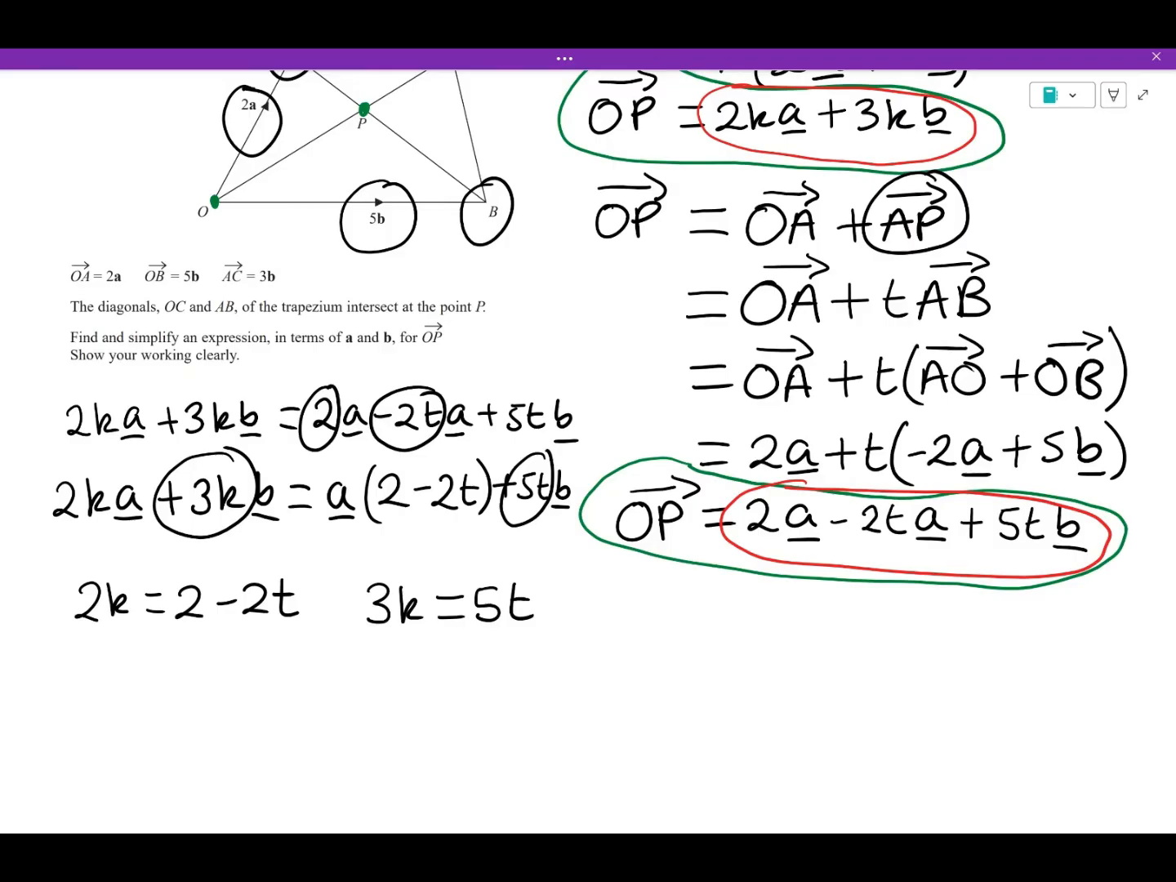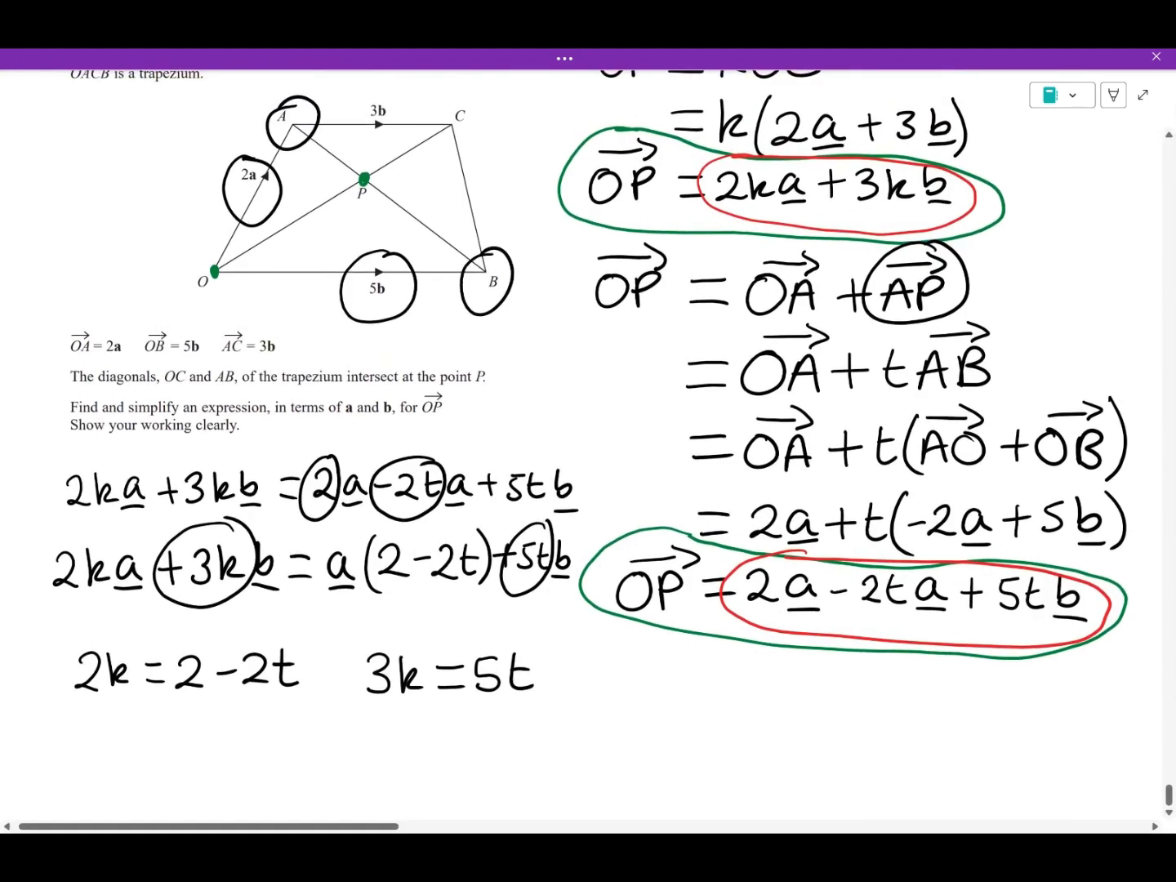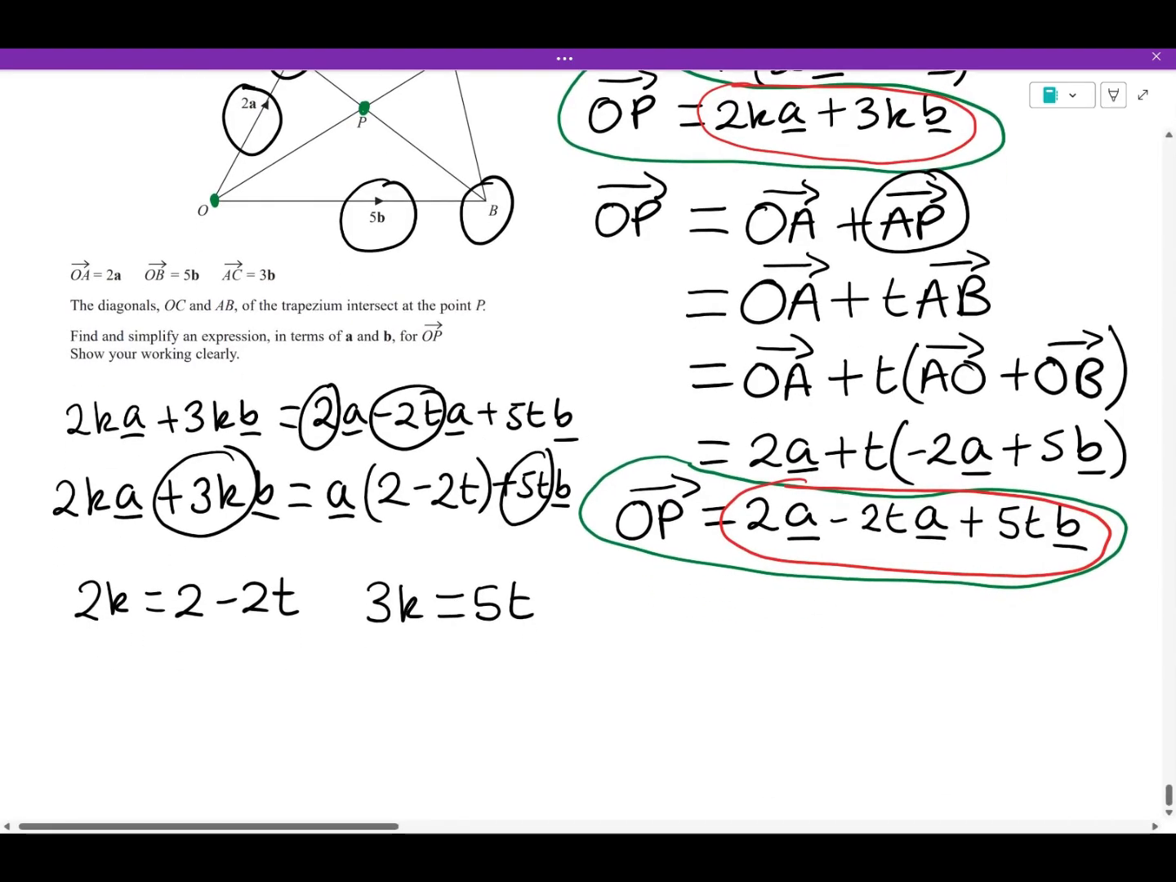So we now have a pair of simultaneous equations which we can solve to find either t or k. And once I get either t or k, I can then substitute them back into my green, red circled vectors on the right, okay, and get my final answer for O to P. So I should only have to find one of k or t. Once I've got that, I can make use of it to find O to P. So let's go to my simultaneous equations.